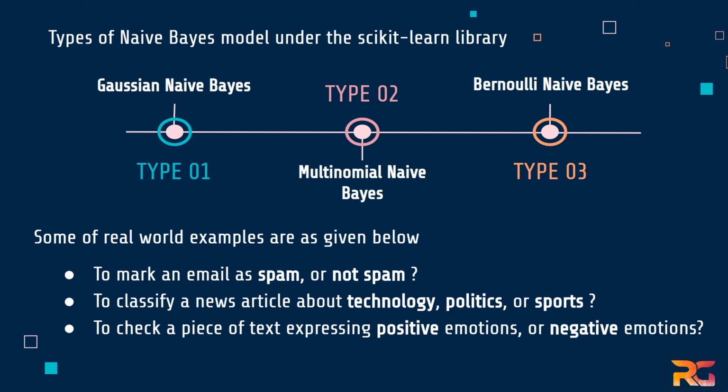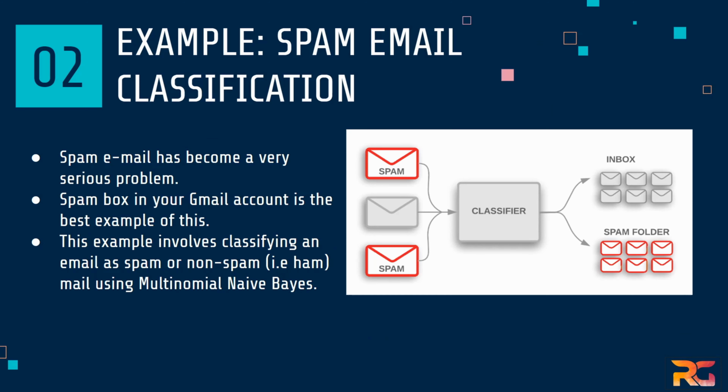Some of the real-world examples are to mark an email as spam or not spam, to classify a news article about technology, politics or sports, to check if a piece of text is expressing positive emotions or negative emotions. Let's move on to the example of spam email detection using naive-Bayes classifier. Currently, spam email has become a very serious problem. The spam box in your Gmail account is the best example for this. This example involves classifying an email as spam or non-spam using multinomial naive-Bayes.